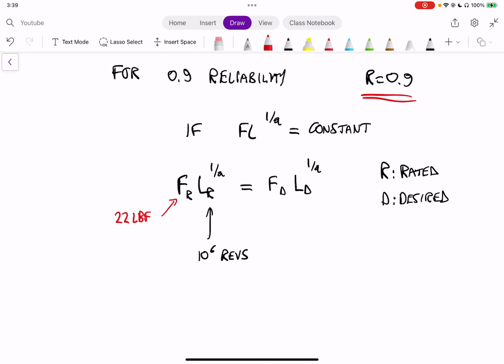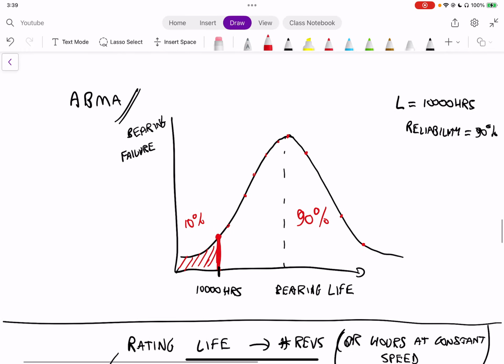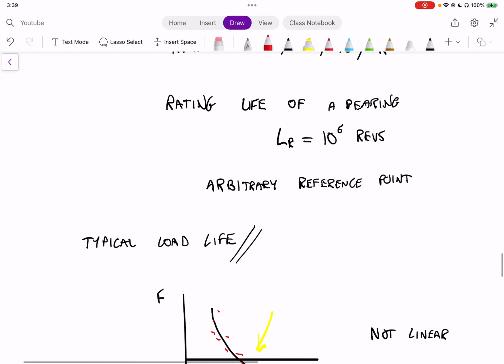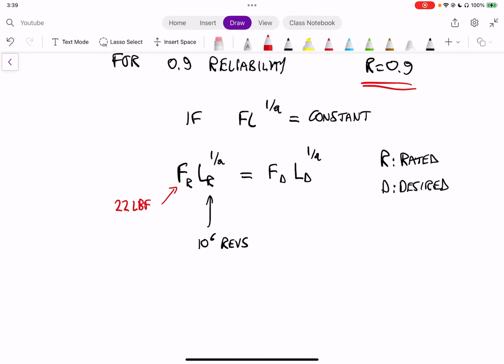Okay, so we look at a reliability of 0.9, we go to our graph here, we test at different forces, and once we get to the number of revolutions that is correct, and we get 90% reliability for that, then we know that that's the force equivalent to that. So we can say that the force is 22 pound force.